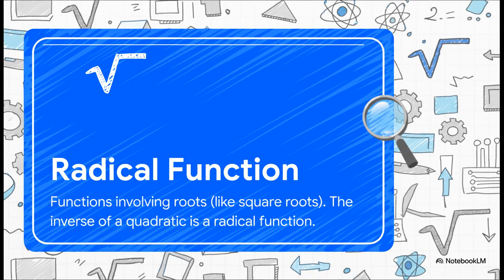And what's so cool is that by finding the inverse of our x squared function, we've actually created a whole new type of function. We call these radical functions because they involve a root. In this case, a square root. This connection is fundamental. The inverse of a quadratic is a square root function. They're two sides of the same coin.